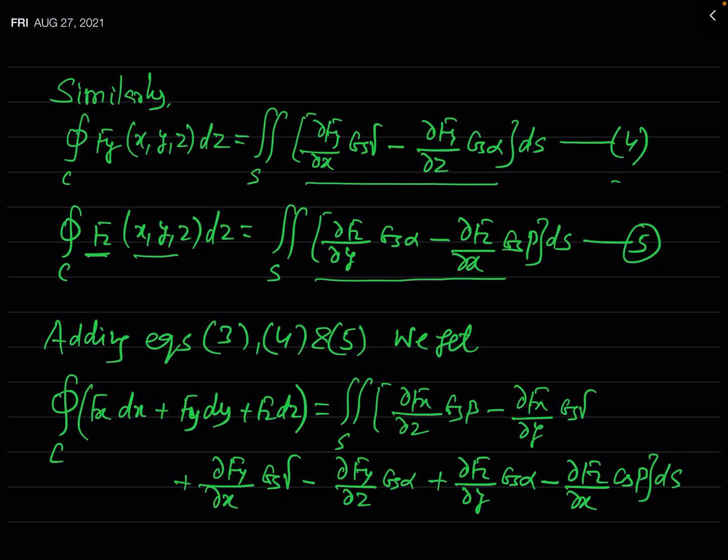Now see, del fx by del z cos beta in the first term, and in the last term cos beta is a common factor. So we will select all those terms where a common factor is present. This first term and the last term will be combined. Similarly, here is cos gamma, and here is also cos gamma, so we will combine these two terms again. And here is cos alpha and here is cos alpha, so combine these two terms again. So you can see what will be your result.